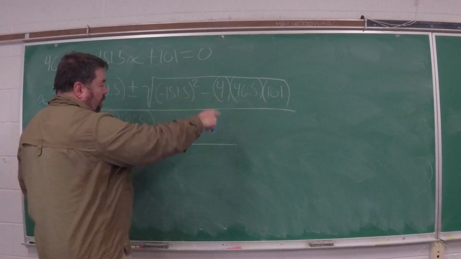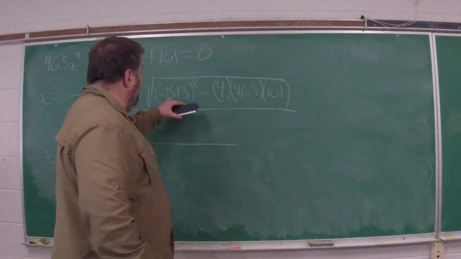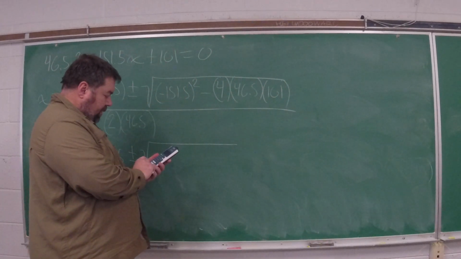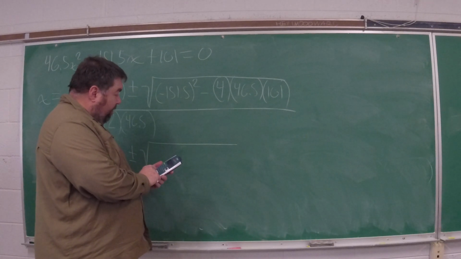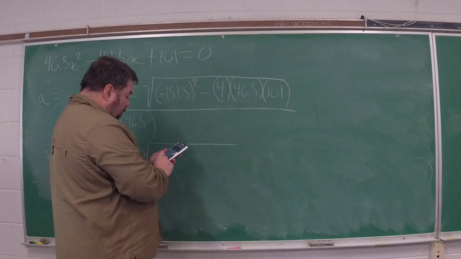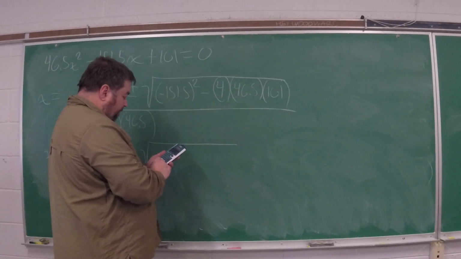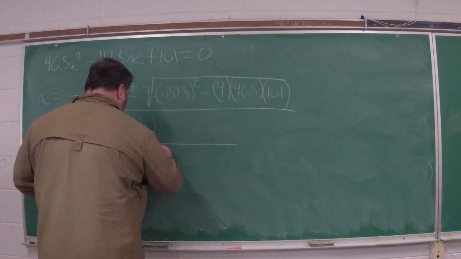And what's all this going to look like? Well, let me grab my calculator. Now let's figure it out. So those negatives are going to cancel. So I'm going to have 151.5 squared, and then minus 4 times 46.5 times 101, enter. And I'm getting 4,166.25.